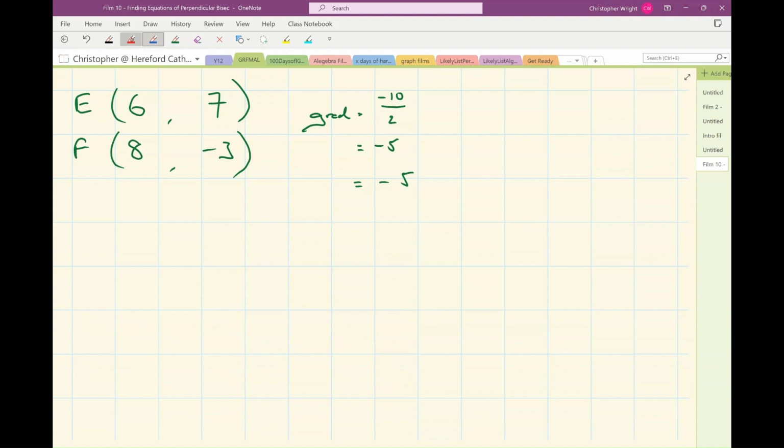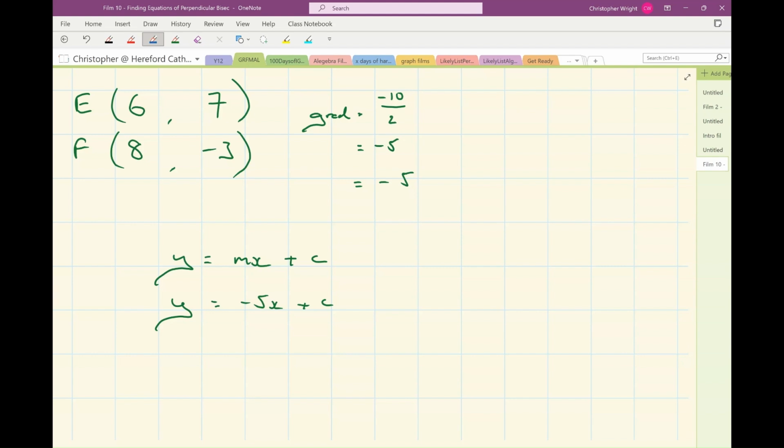Right, well, perhaps you've done it already, or maybe you'll pause the film now because I'm about to start. So I know that y equals mx plus c, and I know the gradient is minus 5. So y is going to be minus 5 times x plus c.